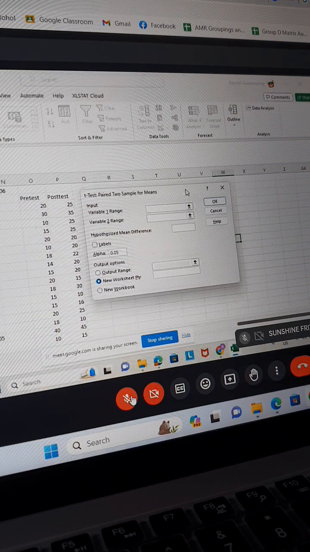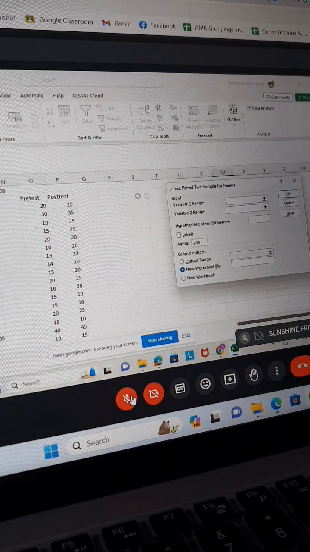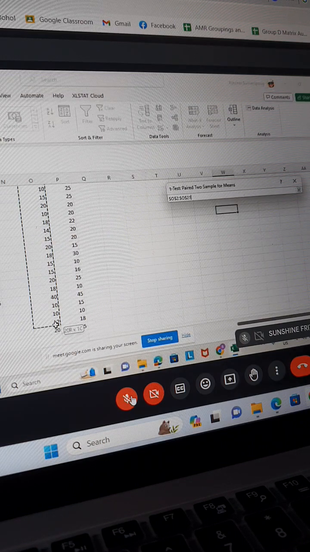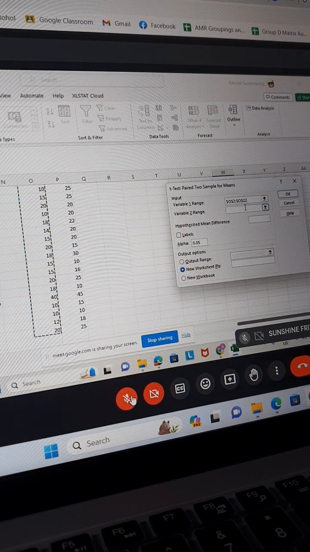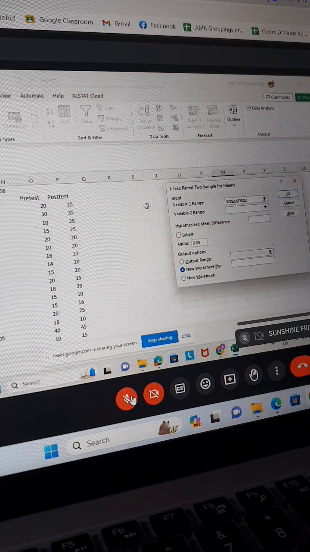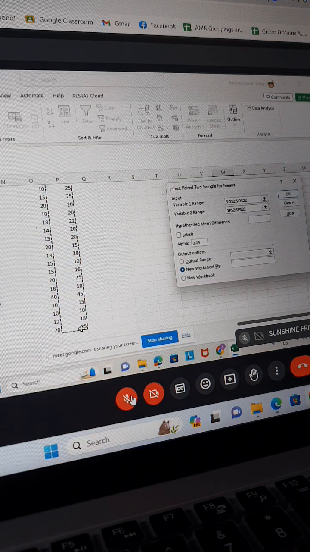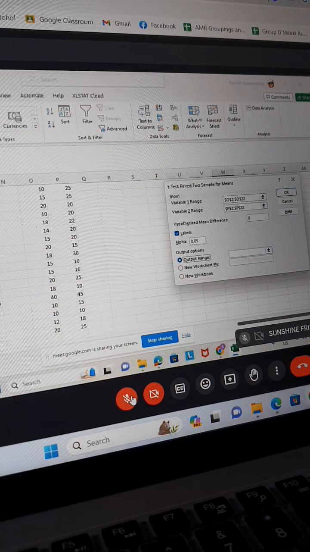The first variable is the pre-test. We highlight it. The second variable is the post-test. We highlight that too, and include the labels. Hypothesized mean difference, 0. We will include the labels in the presentation of the table. Output range will be here. Let's see.